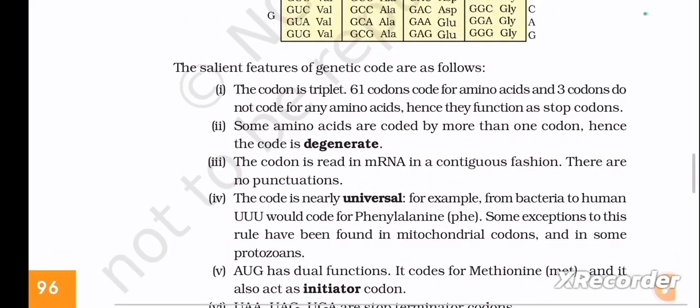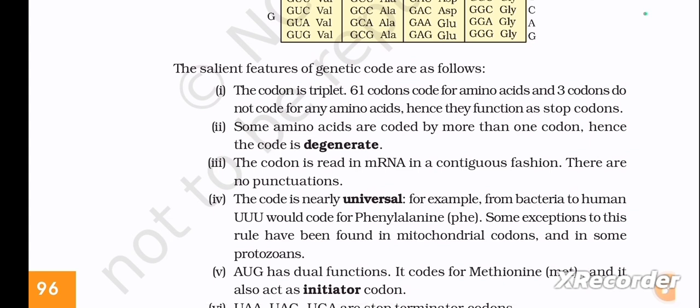The salient features of genetic code are as follows. First one, the codon is triplet. 61 codons code for amino acids and 3 codons do not code for any amino acids. Hence, they function as stop codons. Second point, some amino acids are coded by more than one codon, hence the code is degenerate. Third point, the codon is read in mRNA in a contiguous fashion. There are no punctuations.